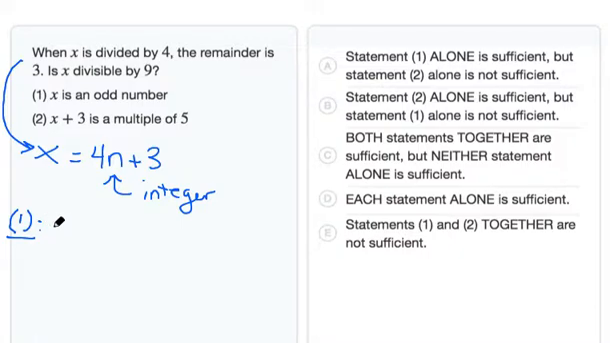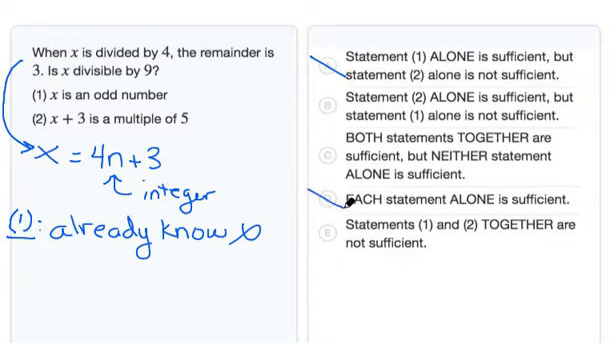So statement 1, we already know from the given question. So there's no extra information from statement 1. This means that it's not sufficient because we can't answer whether x is divisible by 9 just based off of x equaling 4n plus 3, or x being odd. Thus, we can eliminate a couple answer choices right now. We can eliminate answer choice A as well as D, since statement 1 alone is not sufficient. Let's move on to statement 2.